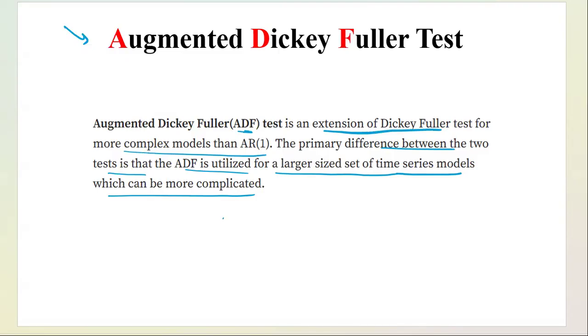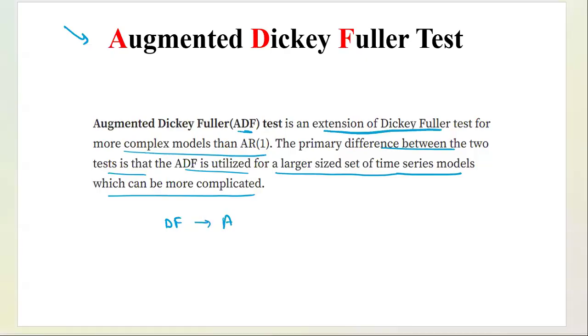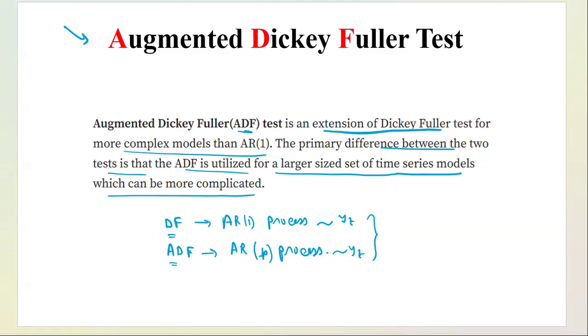Please remember the thumb rule that the Dickey Fuller test always assumes an AR1 process, as we have discussed. The ADF test assumes an ARP model or ARP process. That is, the Dickey Fuller test assumes that the time series data follows an AR1 process, and the ADF test assumes that the time series data used to estimate the parameters follows an ARP process. This is the primary difference between the two tests.